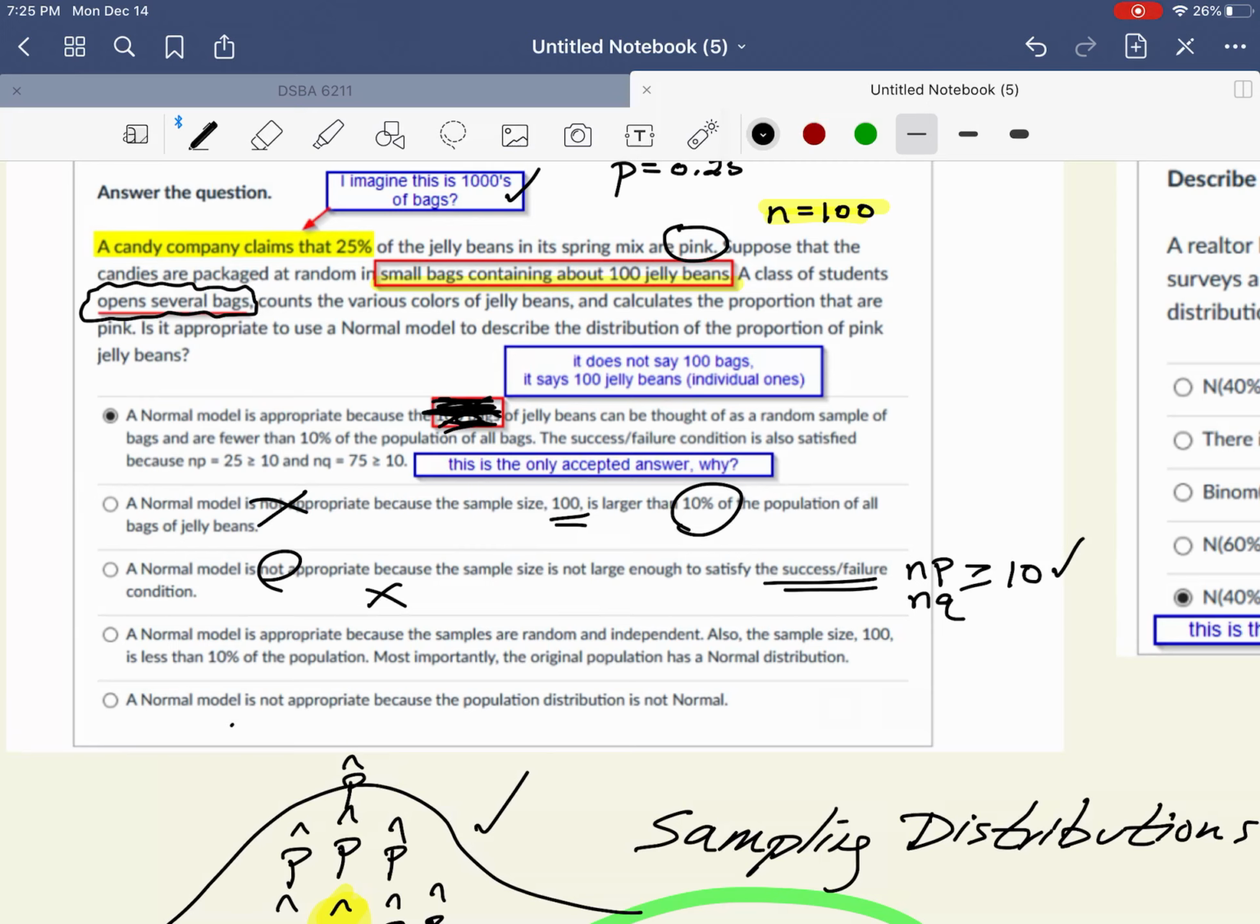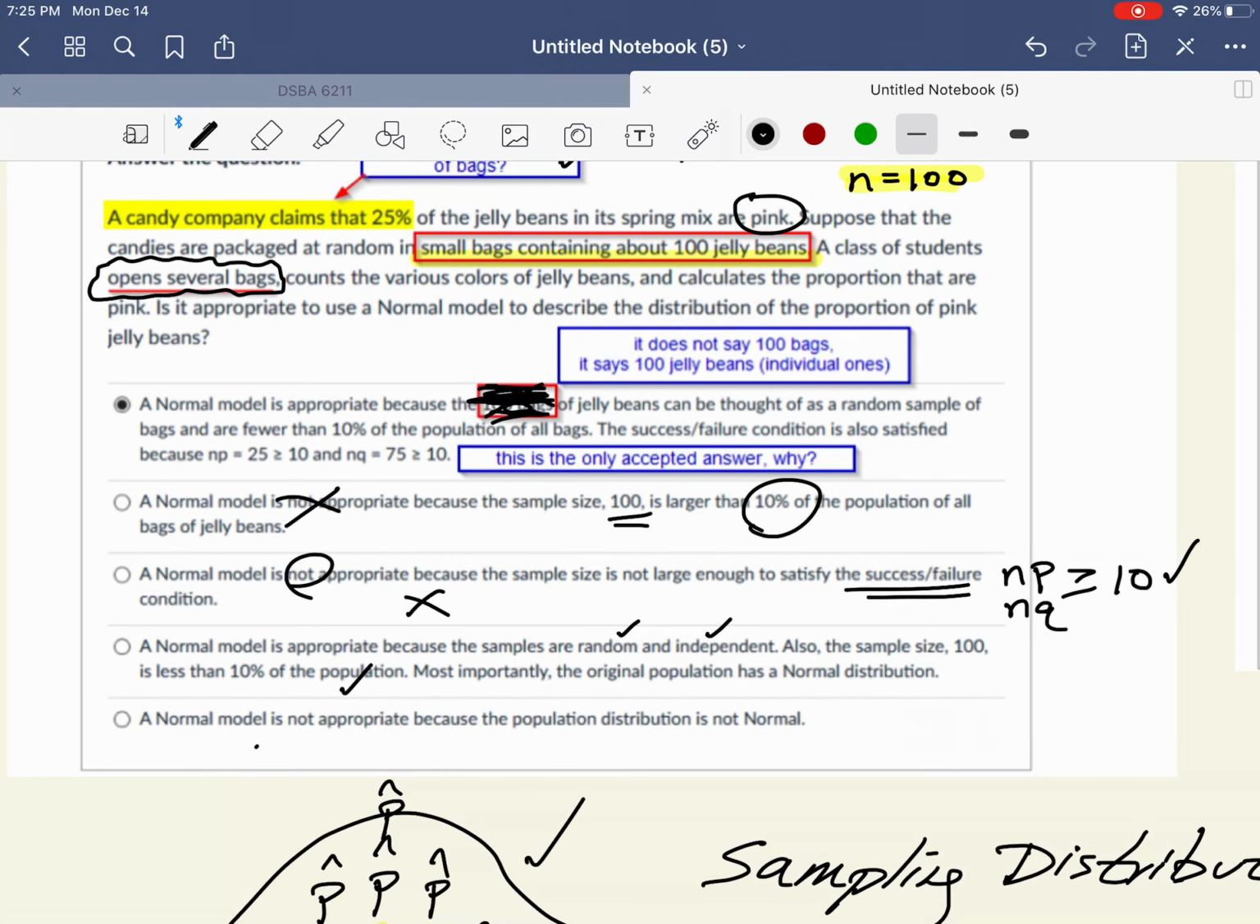Normal model is appropriate because samples are random and independent. Nice. I do agree with you. Also, the sample size is 100 and it's less than 10%. Also nice. Agreeing. This looks like my competitor in the question. You know, multiple choice loves to have that one to take your attention. Read the last sentence. Most importantly, they like flag this for you. The original population has a normal... Say what? My original population.